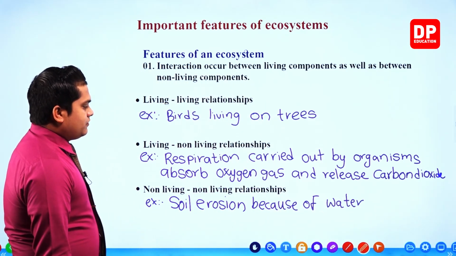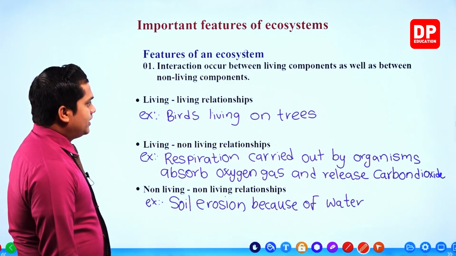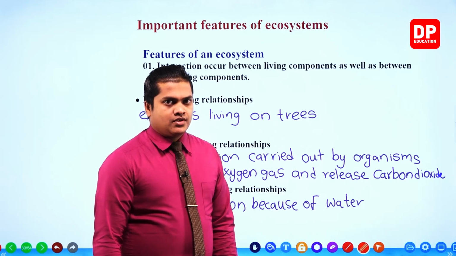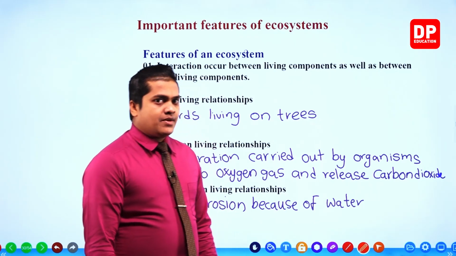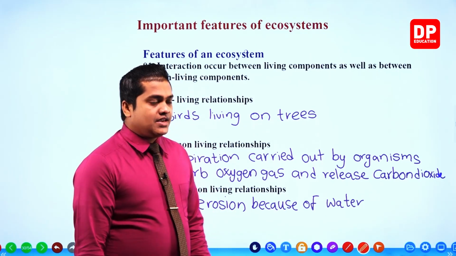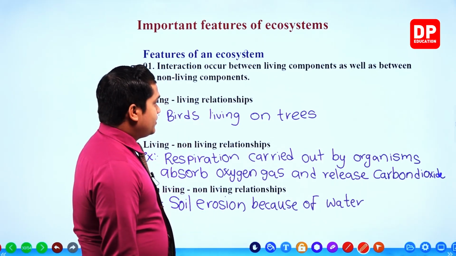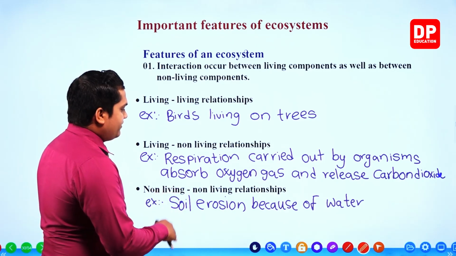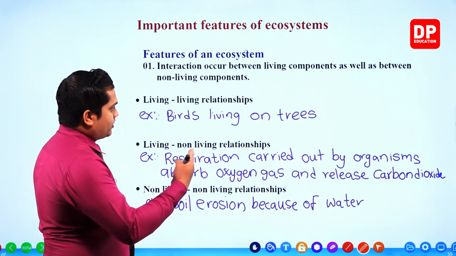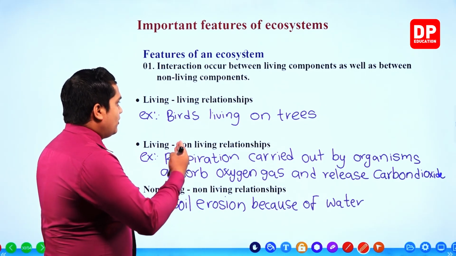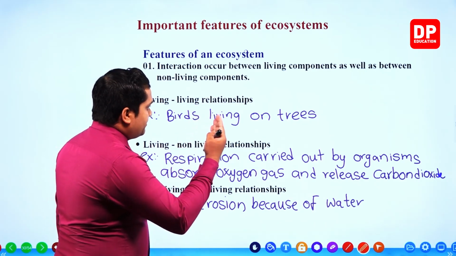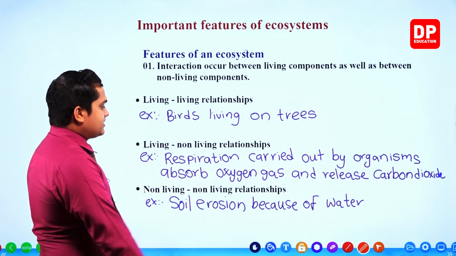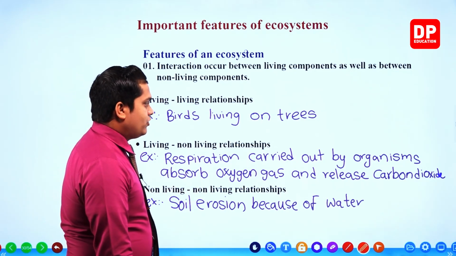Soil erosion because of water. So these are, my dear children, examples for interactions. These interactions can be categorized into three main parts: living relationships, then living non-living relationships, then non-living relationships. For a living relationship, we can take an example like birds living on trees. Then for a living non-living relationship, we can take the example of respiration carried out by organisms.